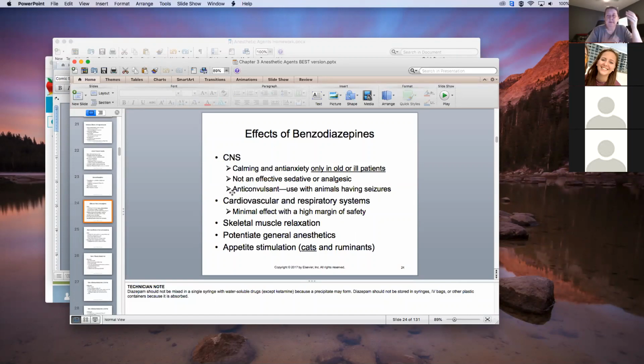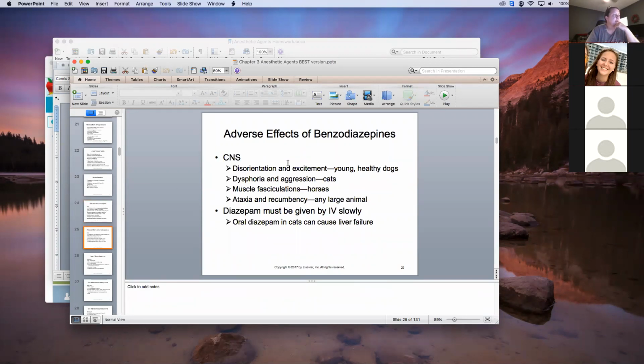And it gives me some appetite stimulation. It's a nice little side effect. But the thing that I really stressed is that when you use them in young animals, especially cats, but even sometimes dogs, you get more dysphoria and excitement. They're going to act out the opposite way.